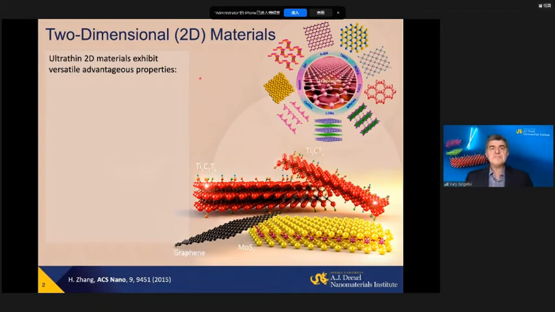But maybe let me start even a little bit earlier than MXenes. Let me start with two-dimensional materials in general. And you don't need to be an expert in MXenes or graphene to know that this is a very hot family of materials now. Graphene definitely leads the pack, but there are many other materials available.